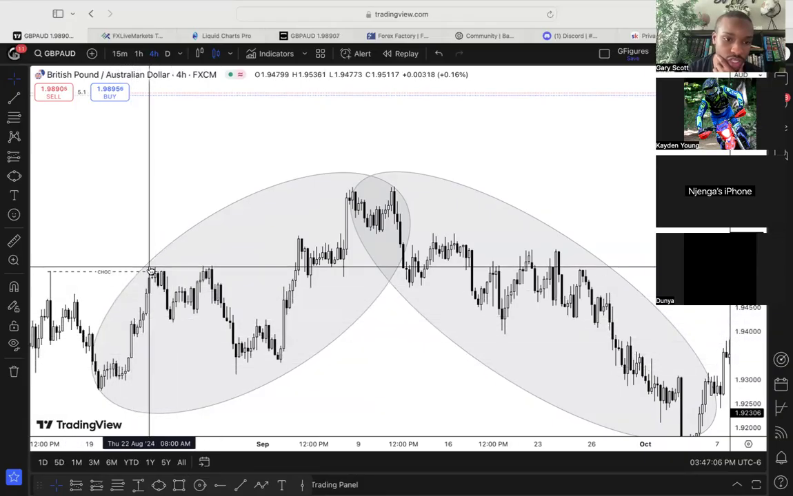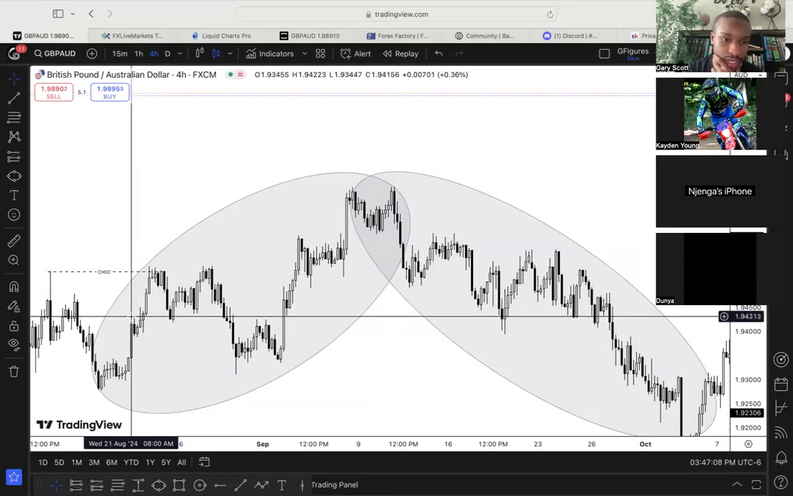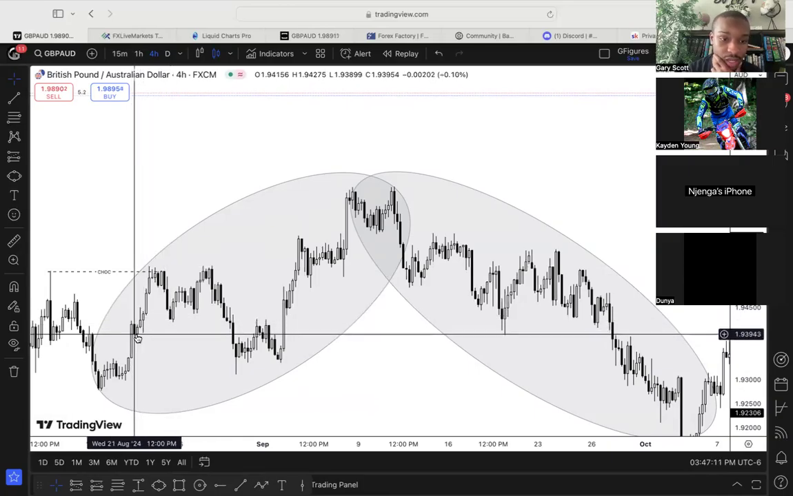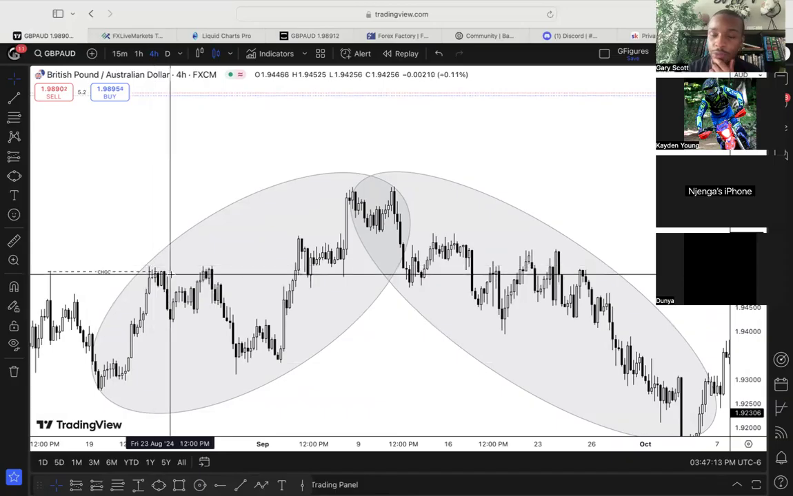When price broke structure here and it decided to retest, did it come right back to this last down candle before price broke structure? Yes or no?